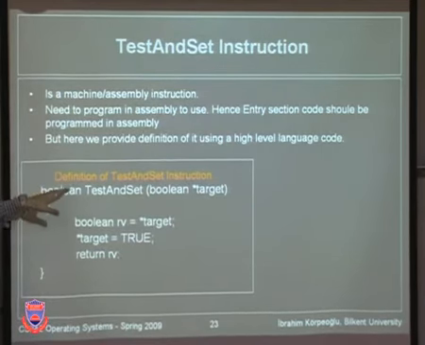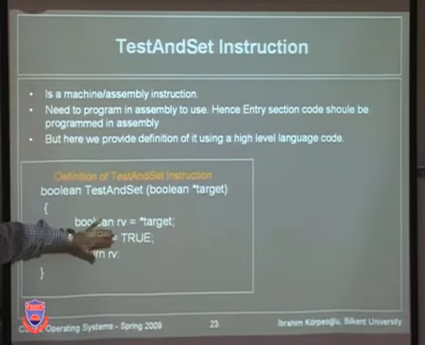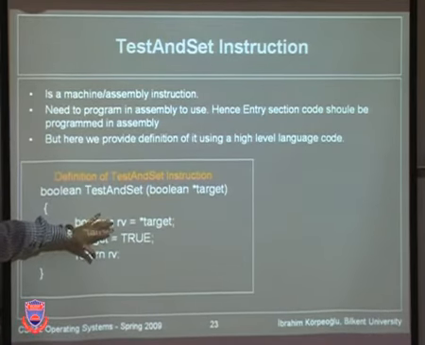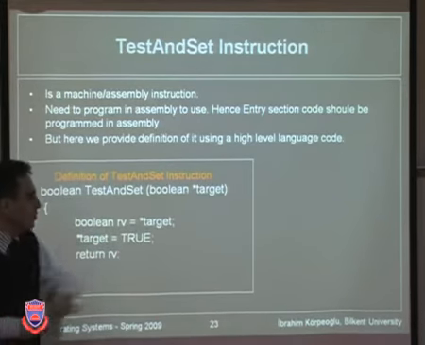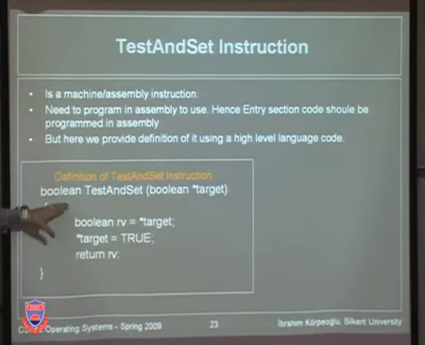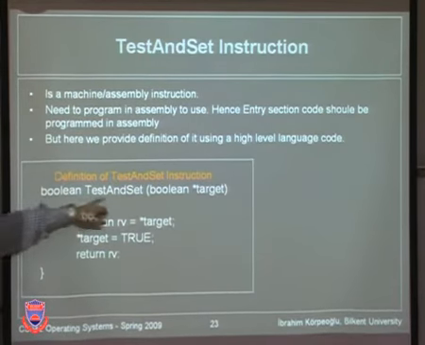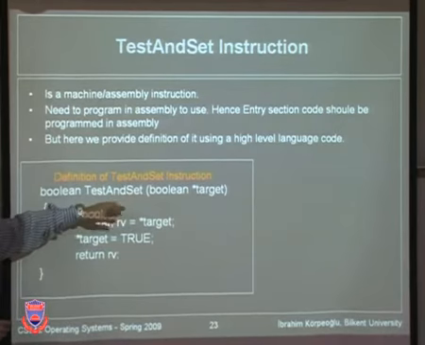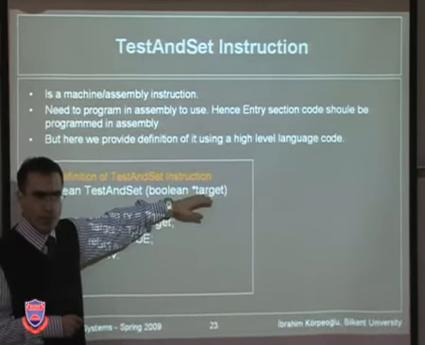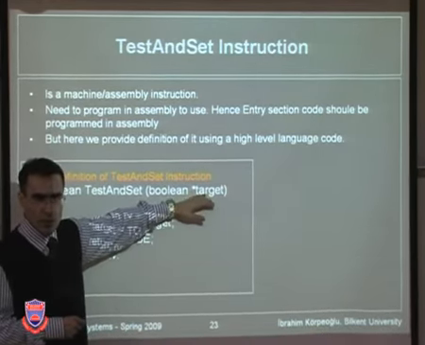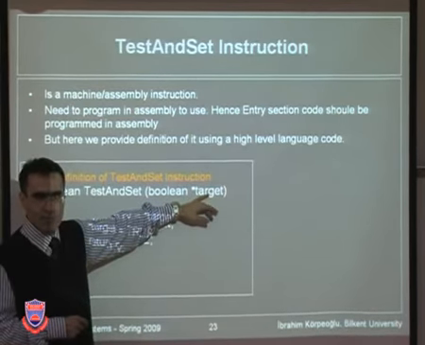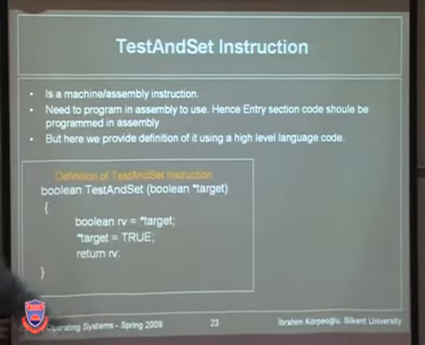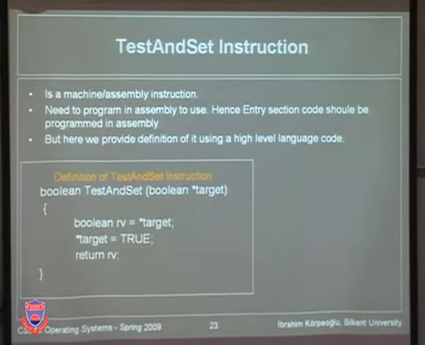Here, let's look at the definition of that machine instruction. We are providing the definition of that instruction in a high-level language, in C. Of course, it's a machine instruction, but here we provide the definition using a high-level language. So this is the definition, the test and set machine instruction definition. It operates on a memory variable of Boolean type, target. This can, for example, represent your lock variable. So it can be lock, but it's a Boolean variable. It can either store 0 or 1, true or false.